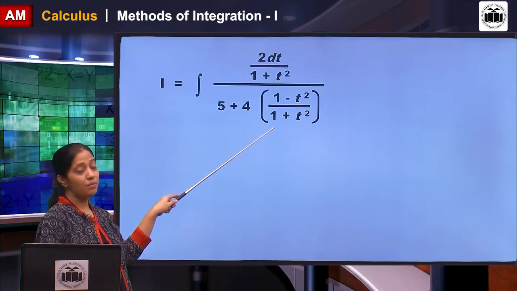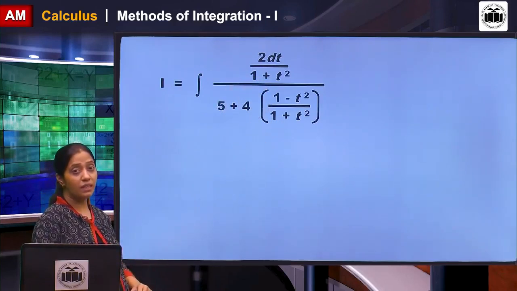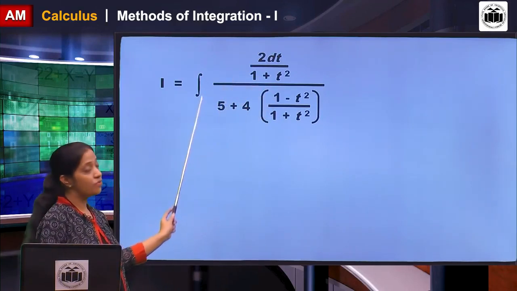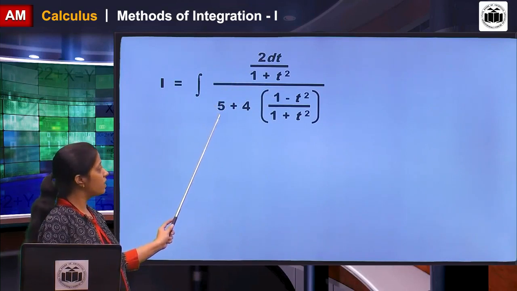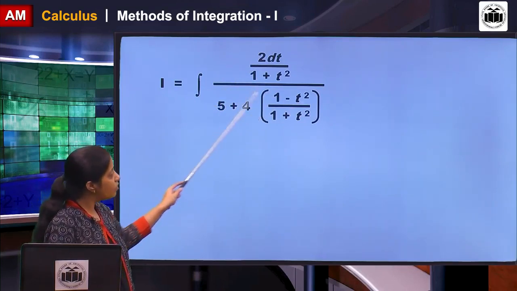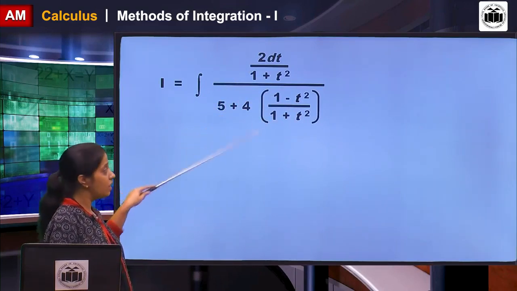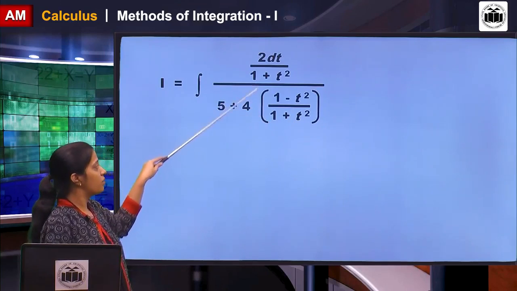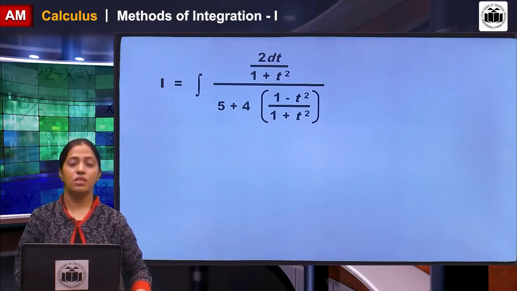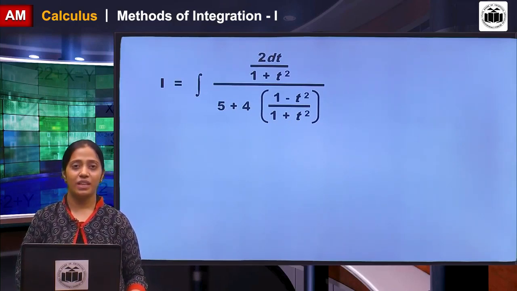This is the step in which students most probably make the mistake. What do they do? They directly cancel out this 1 plus t square with 1 plus t square. They do not think about this 5. Look, 5 comes as the first term and this comes as the second term. So first you have to simplify this bracket, then perform cross multiplication, and only then can you cancel out this 1 plus t square and 1 plus t square. Hope you understand what I want to say to you. You can't directly cancel out that 1 plus t square.